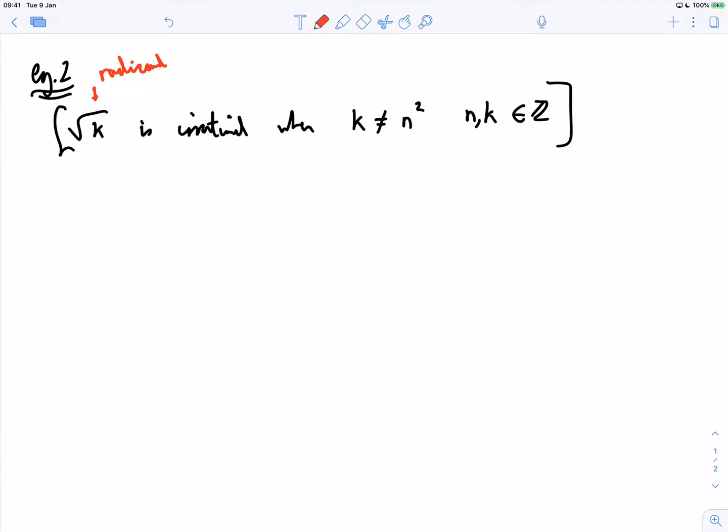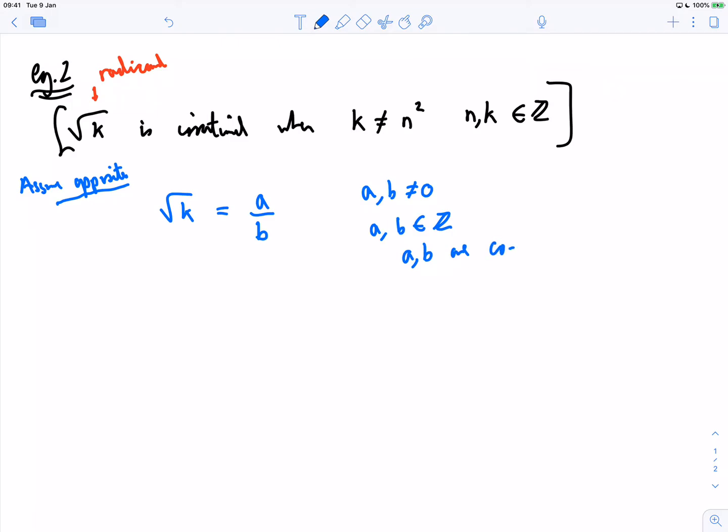Anyway, so how would I prove that any non-square, a surd of any non-square integer is irrational? Well, same proof as before. So we start off with assuming the opposite is true. So assume, some people say negation, the not case, some people say the inverse. It honestly doesn't matter, just assume the opposite. So let's say root k can be written as a rational number a over b, where a and b both can't equal 0, a and b belong to the set of integers, and a and b are co-prime.